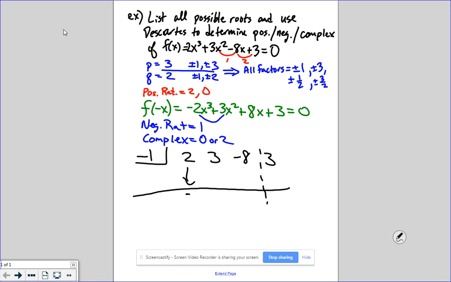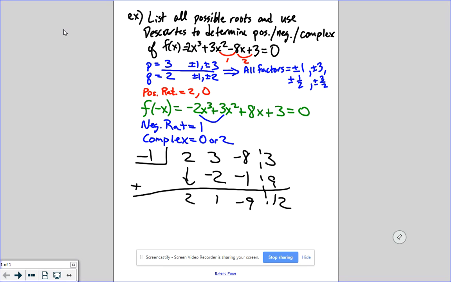2 comes down. 2 times negative 1 is negative 2. And add. 1 times negative 1 is negative 1. And add. Yeah, negative 1 doesn't work. I get 12. What's my next option?